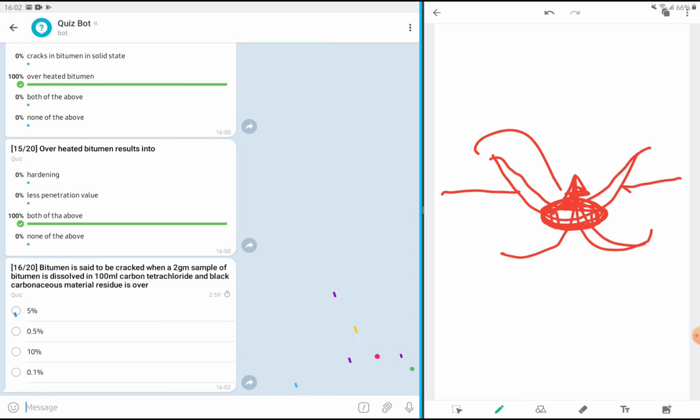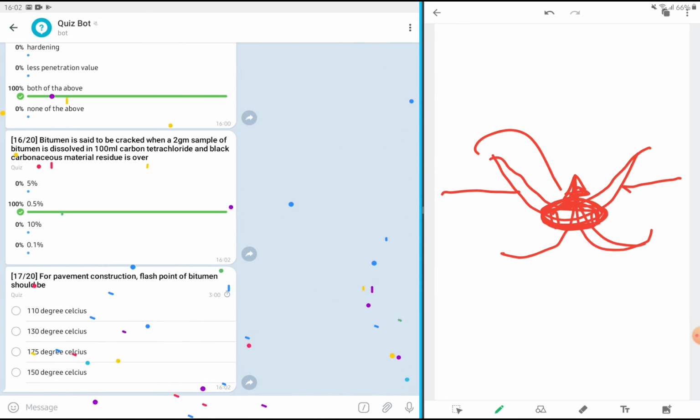Alright, then bitumen is said to be cracked when a 2-gram sample of bitumen is dissolved in 100 ml carbon tetrachloride, CCl4, and black carbonaceous material residue is over 0.5%. The answer is 0.5%, because we just said that bitumen is completely soluble in carbon disulfide and carbon tetrachloride.